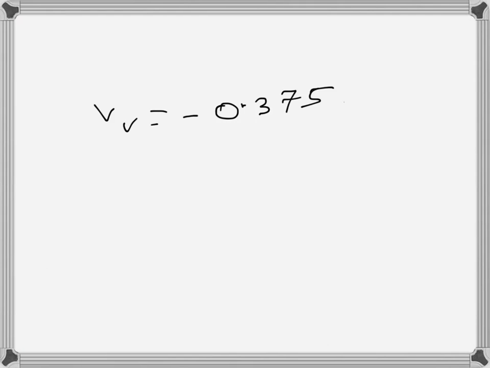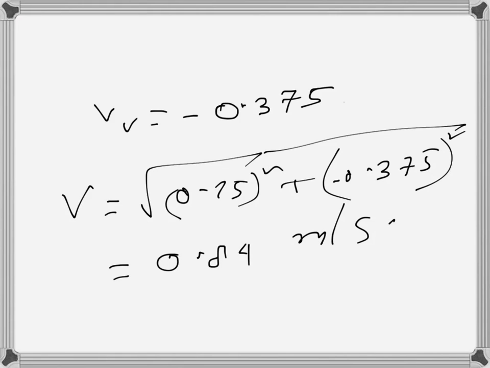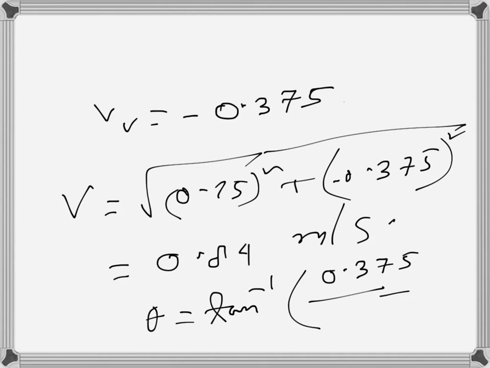So we can find v, the velocity of the second ball after the collision, as the square root of 0.75 squared plus 0.375 negative squared, so that becomes 0.84 meters per second. The angle theta will be tan inverse, where we can do away with the negative sign because we know which direction it will be. So 0.375 over 0.75, and theta becomes 27 degrees.